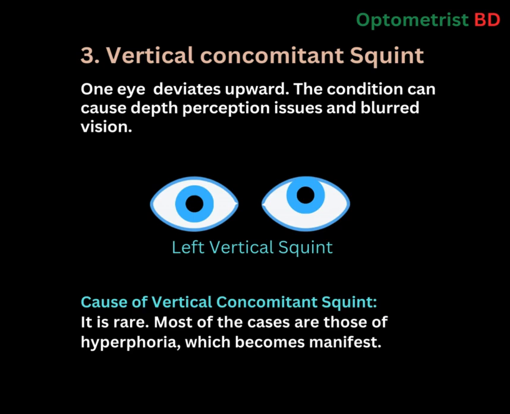Vertical concomitant squint. One eye deviates upward. The condition can cause depth perception issues and blurred vision. Cause of vertical concomitant squint: it is rare. Most of the cases are those of hyperphoria, which becomes manifest.